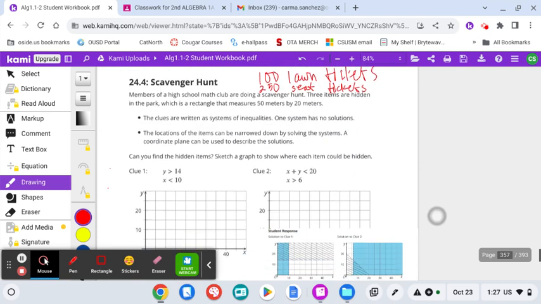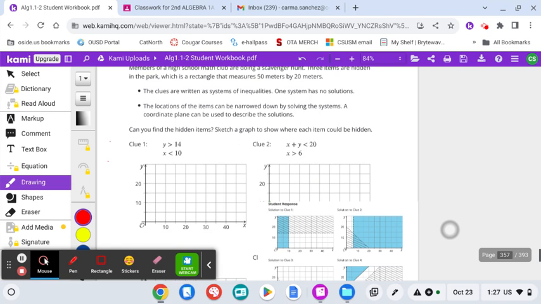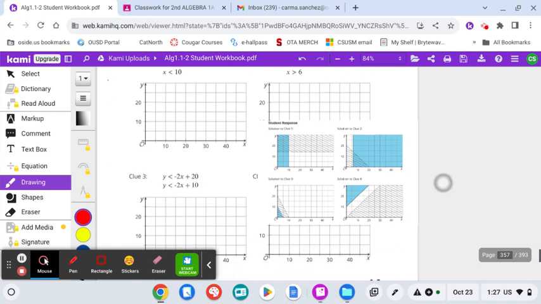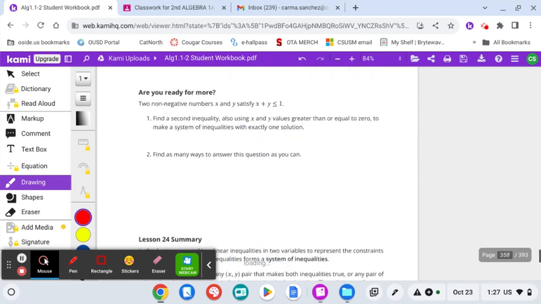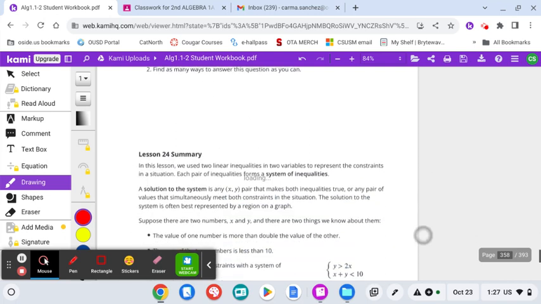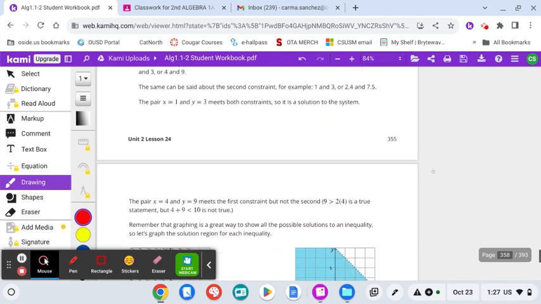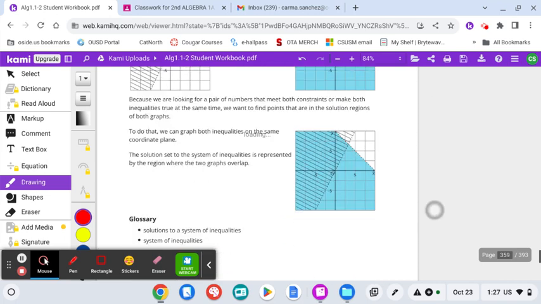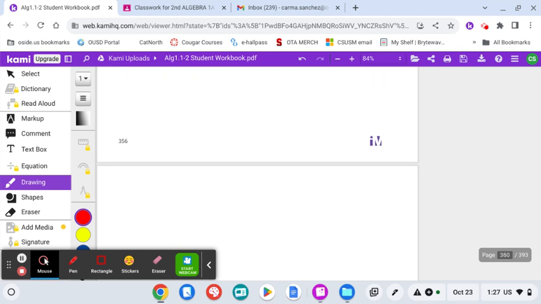On this next scavenger hunt, if your teacher did this in class, the solution is right down here to each one. Try pausing it and graphing them on your own and then checking the solutions. If you're ready for more, feel free to go on to this section and highlight your lesson summary, read through it. It's great right before the test to read through those lesson summaries.